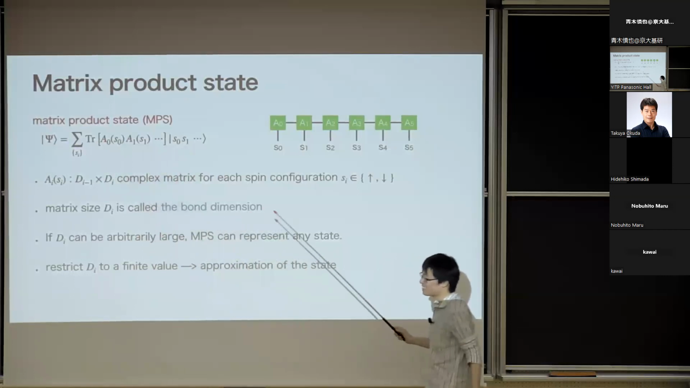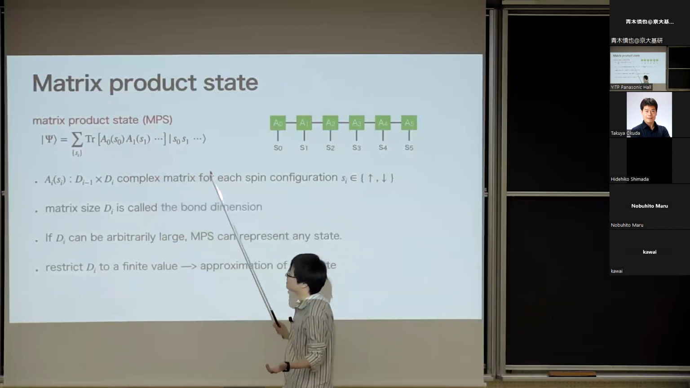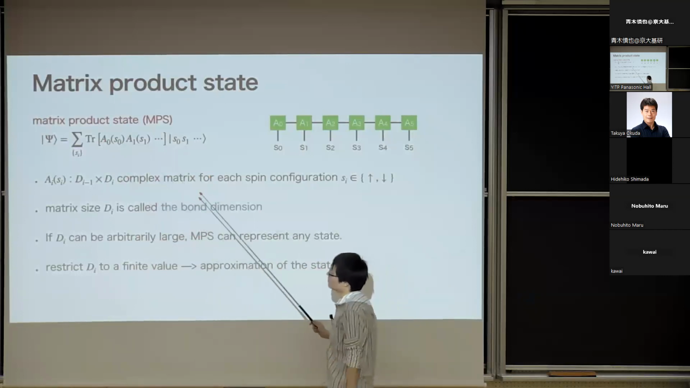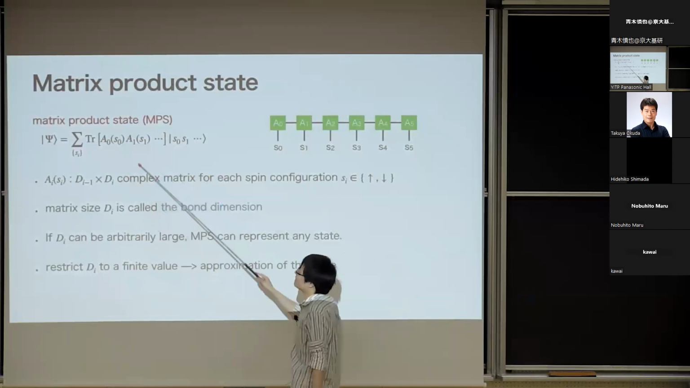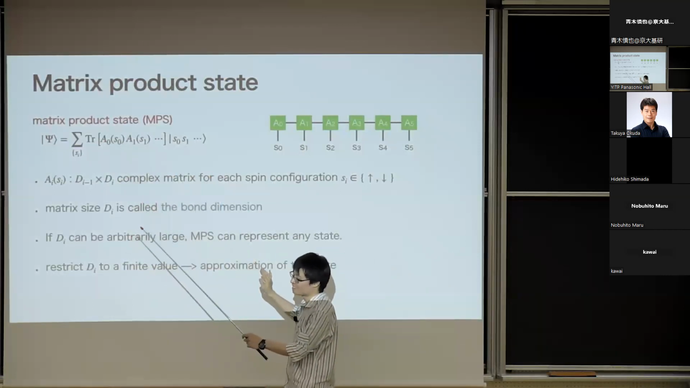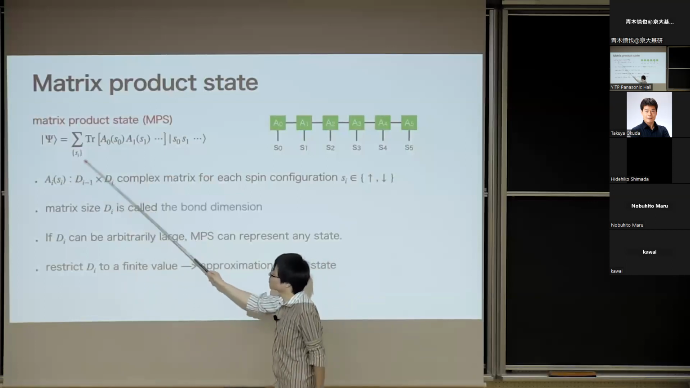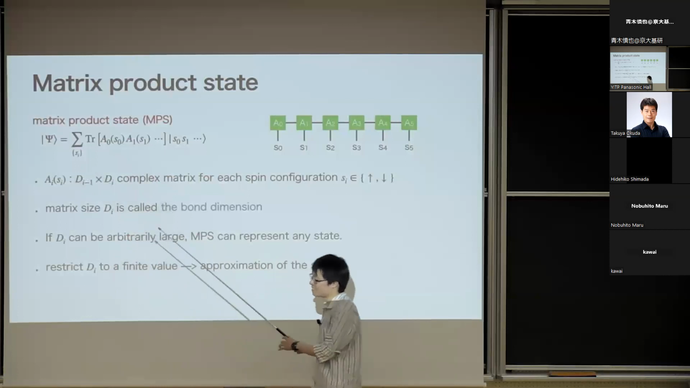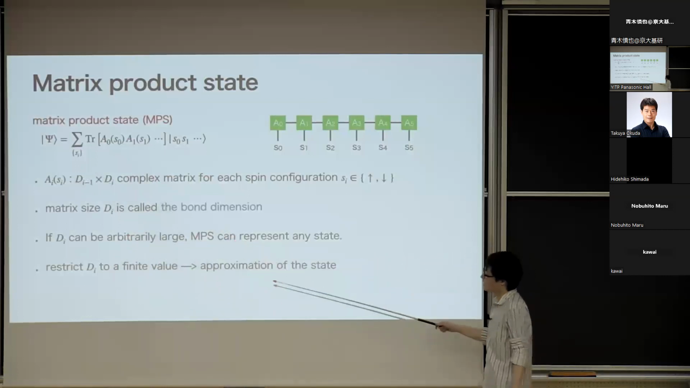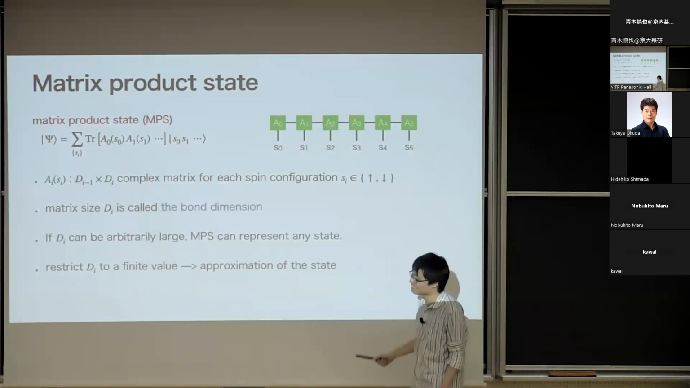In fact, if we have the complete wave function of some state, in principle we can obtain the MPS by applying singular value decomposition, for any state. Maybe the bond dimension can be very large, but anyway, in principle it is possible. The point is how good this approximation is.